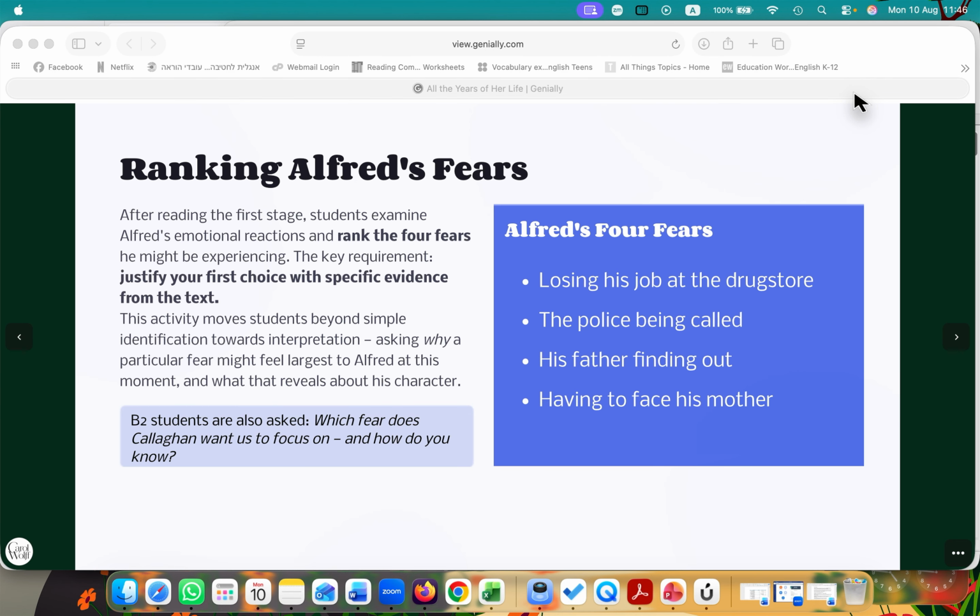After stage 1, students rank 4 things Alfred may fear: losing his job, the police, his father finding out, or facing his mother. Backing their top choice with evidence from the text pushes them towards asking why that fear feels biggest right now and what it reveals about him. For B2 students, add which fears does Callaghan want us to focus on and how do they know this?